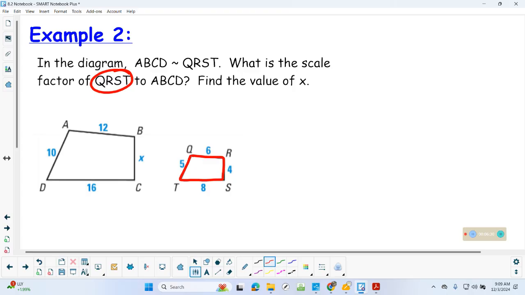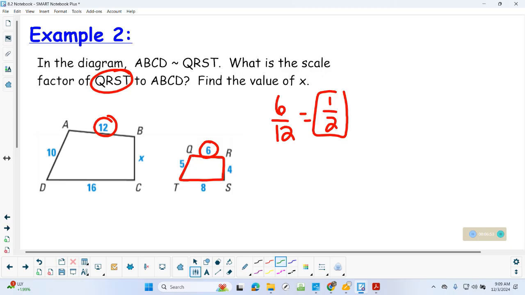I'm gonna do 6, I don't know. Now, 6 corresponds to what side on the other one? 12. So I'm gonna have 6 over 12. That's easy enough, reduce it. Got it. Okay, so that's the first thing they wanted. Then it asks you to find the value of x. Oh, okay, we can do that.